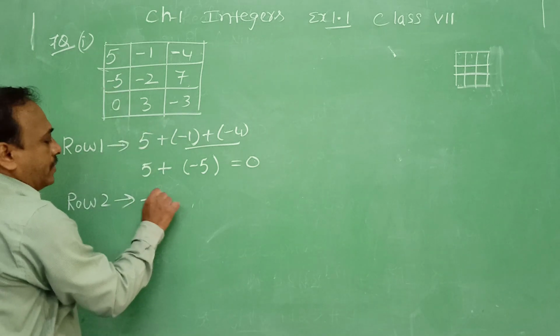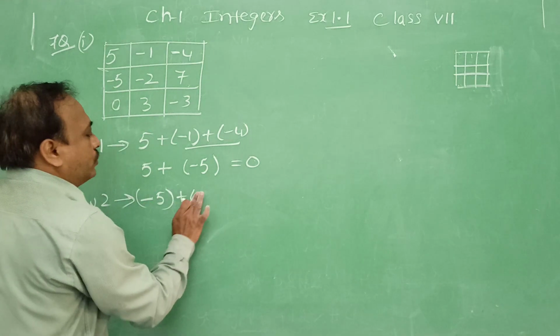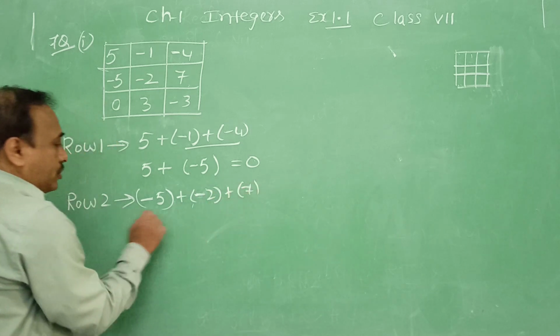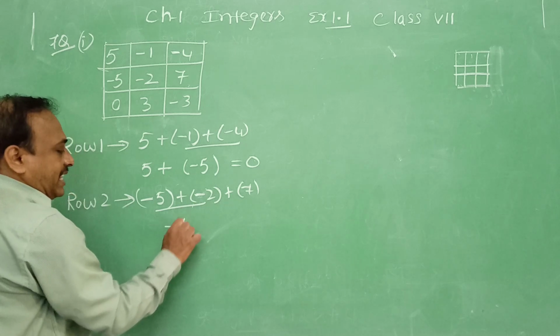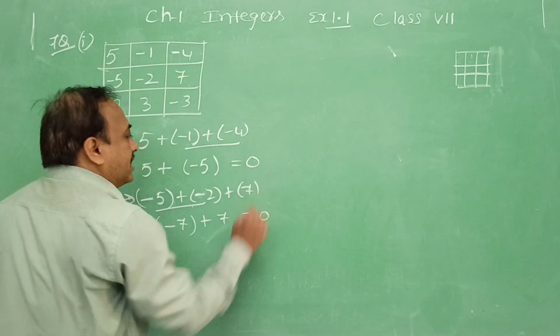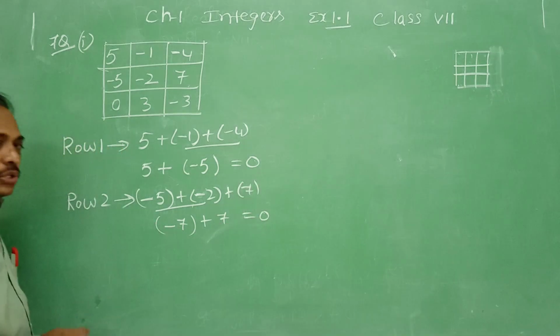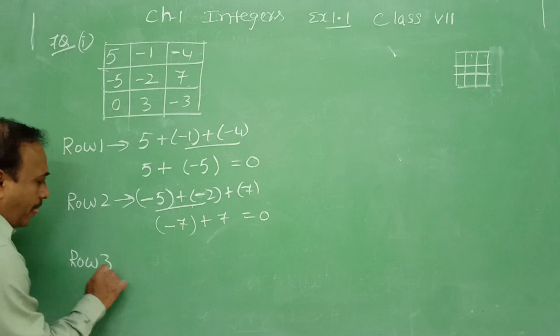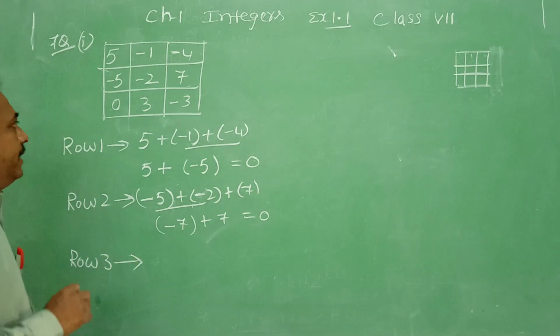Minus 5 plus minus 2 plus 7. So minus 5 minus 2 together is minus 7, plus 7 is equal to 0. See here, row 1, row 2 we got. Now row 3, we will verify row 3.